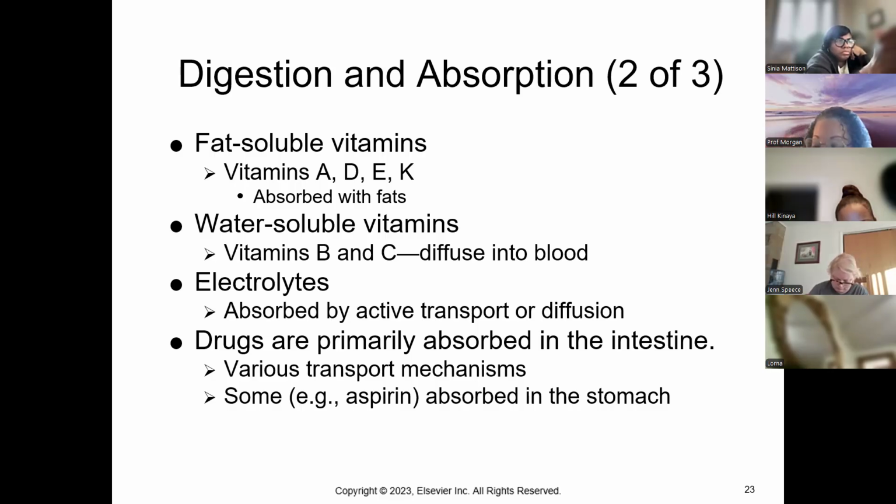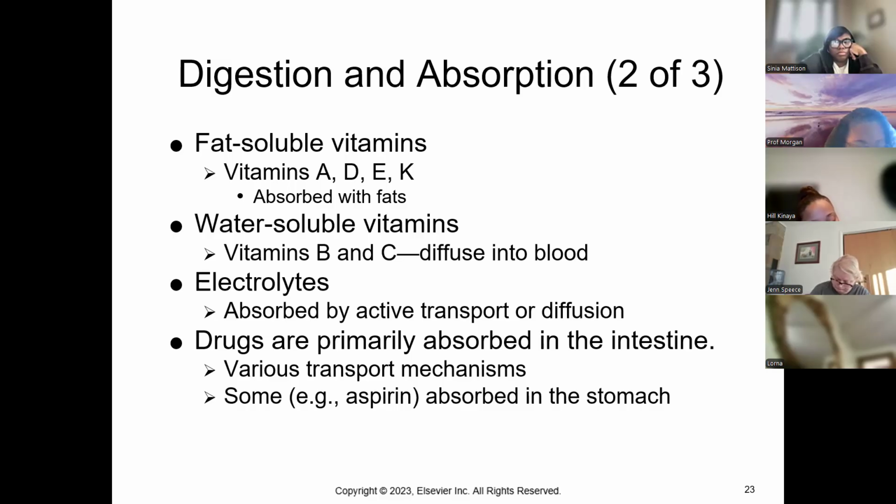Water-soluble vitamins like B and C and your minerals like iron, copper, and zinc go into the blood through diffusion. Electrolytes like sodium, potassium, chloride, and bicarb are absorbed through active transport or diffusion into the blood. Drugs are primarily absorbed in the intestine. Some of them, such as aspirin, can be absorbed in the stomach. Other small molecules can be absorbed through the oral mucosa.